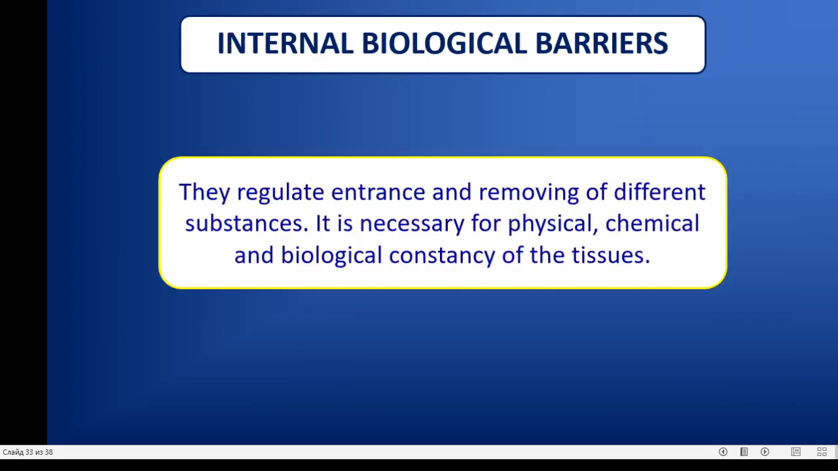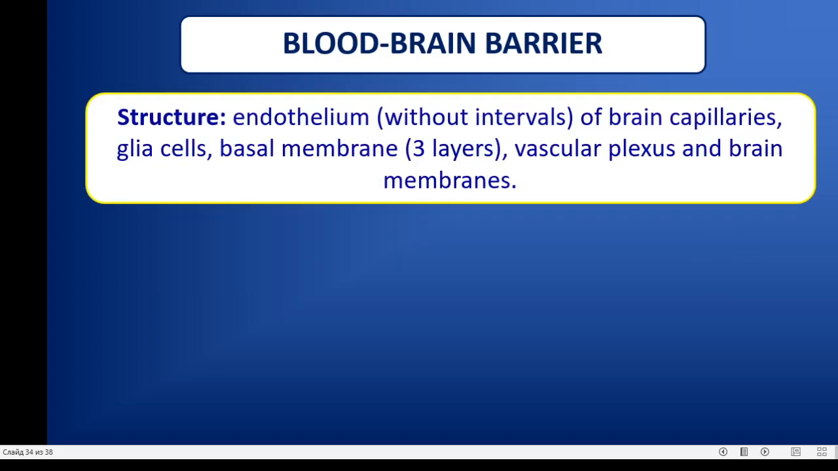Internal biological barriers regulate intake and removal of different substances. It is necessary for physical, chemical, and biological constancy of the tissues. Blood-brain barrier structure includes endothelium without intercellular gaps of brain capillaries, glia cells, basal membrane, three layers, vascular plexus, and brain membranes.